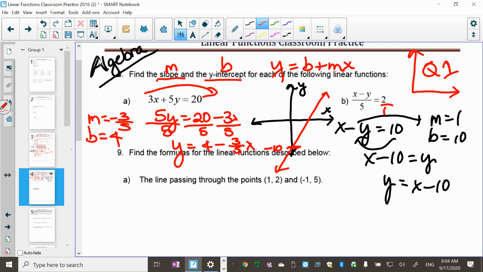Okay? Questions? So this is algebra. Can I tell you the y-intercept and the slope? Yes, I can. I might have to do some algebra to get it in that form, but once I do, I can tell you right off the bat. Okay? Questions?